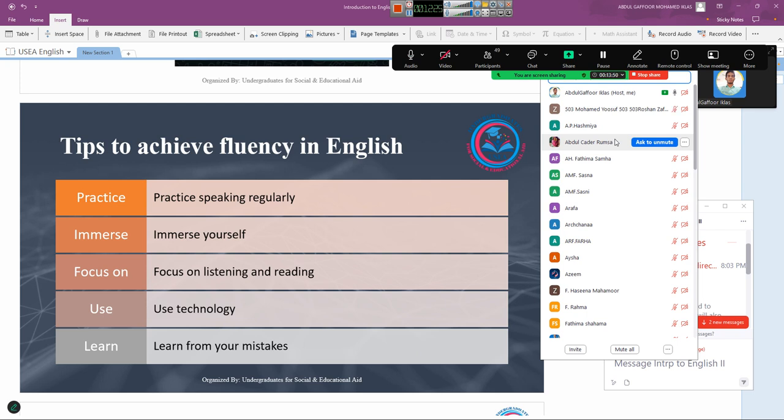Okay, if you have found the word, you can just drop me a message if you have found the word.